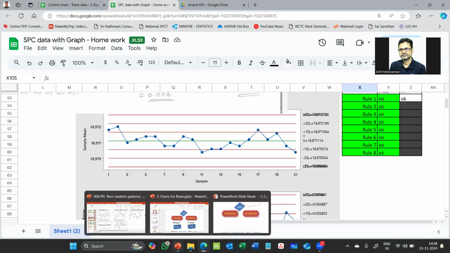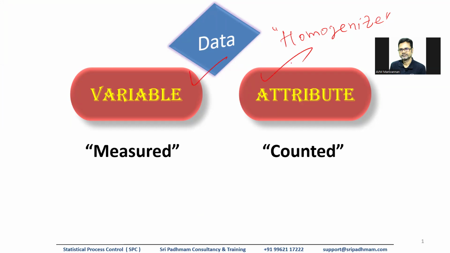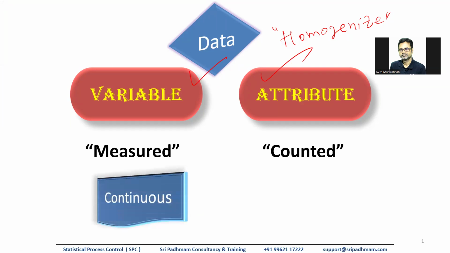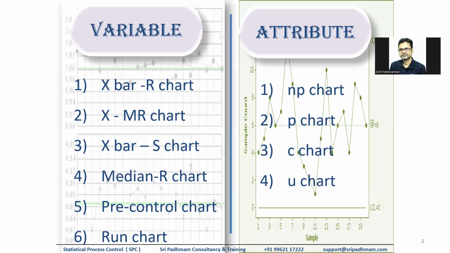Now we move on to the crux of our learning. Only after homogenization, you should go for a control chart. Data, one side called variable, other side called attribute. Measured, continuous data; counted, jumping data, or discrete data. Okay. Clear? Understood, sir. There are many charts available. So far, we have discussed only X bar. We are going to practice every chart. Okay, sir.